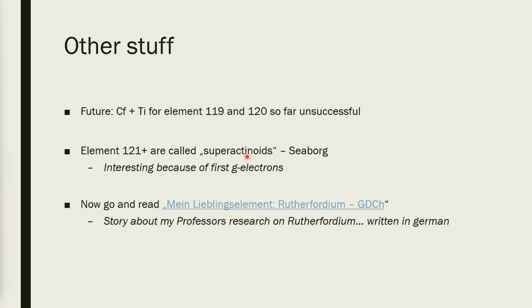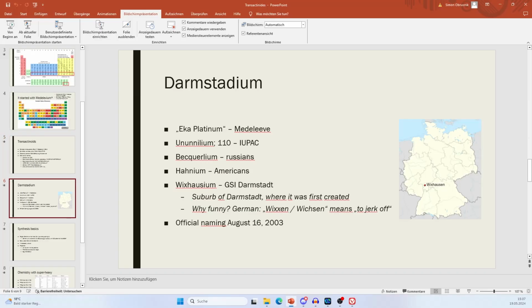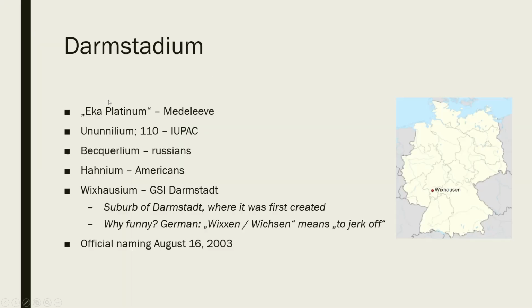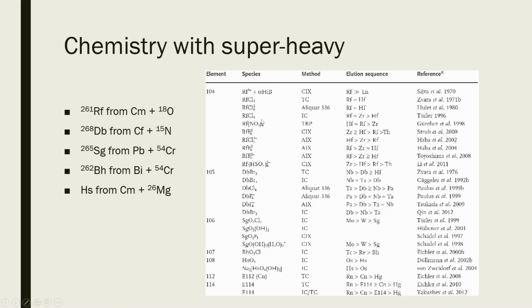And if you want to start learning a bit more about the history and chemistry done with superheavy elements, I would highly recommend you read Mein Lieblingselement Rutherfordium. It was written by my professor who did rutherfordium chemistry. Of course, it was written in German, but might be a very advanced Duolingo lesson, right? It was this research here, hexafluorido rutherfordium complexes by Strupp et al. Really interesting story. I would highly recommend you go read that if you understand German. If not, go run it through ChatGPT or something like that.